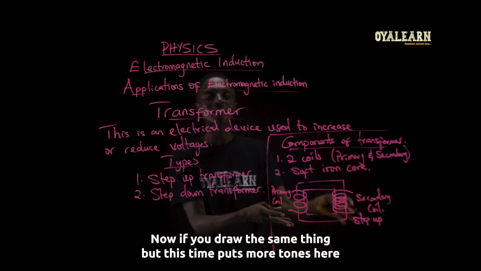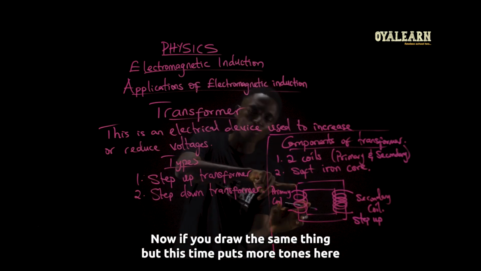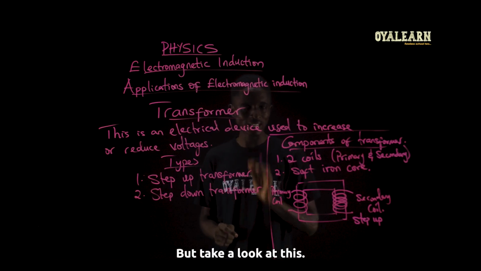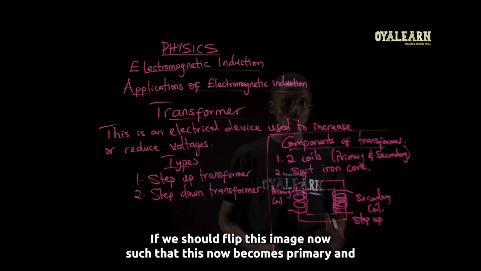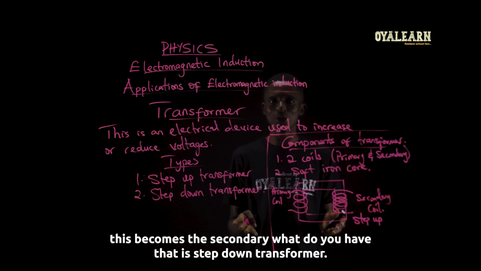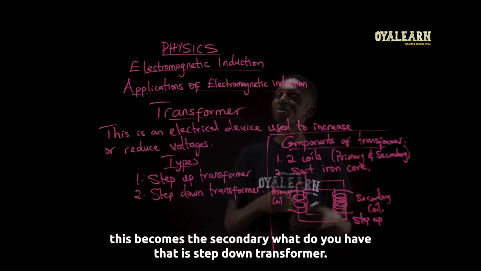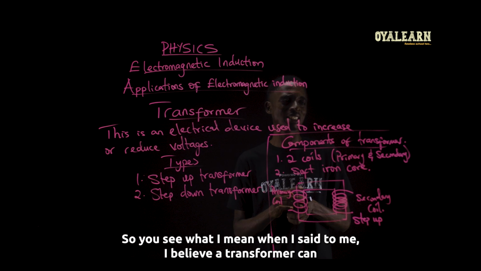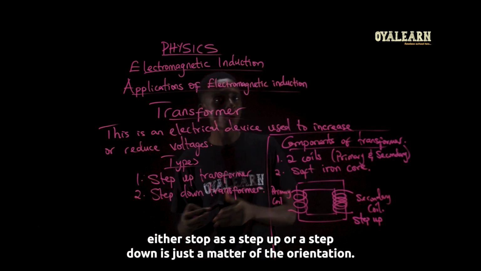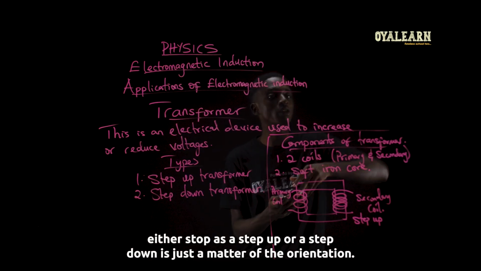Okay? Now, if you draw the same thing, but this time put more turns here and less turns here, you say that's a step down transformer. But take a look at this. If we flip this image now, such that this now becomes primary and this becomes secondary, what do you have there? A step down transformer. So you see what I mean when I said, to me, I believe a transformer can either serve as a step up or a step down. It's just a matter of the orientation.